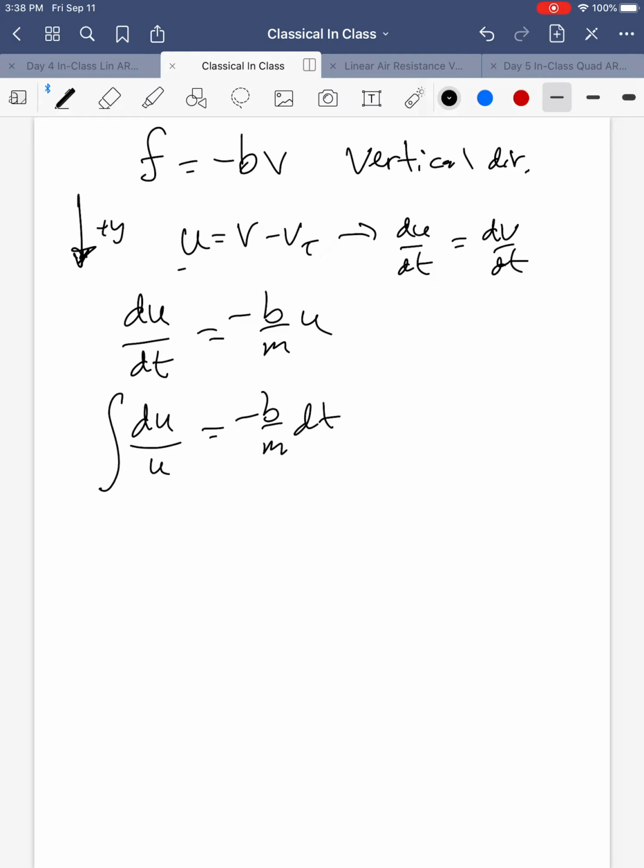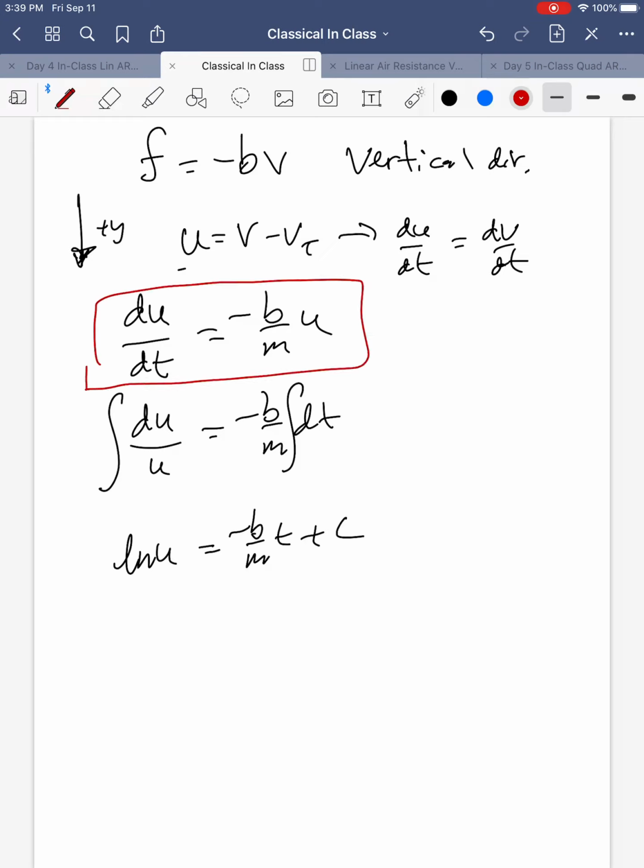And so now I can integrate that. And we know that over here we're going to get the log of u, and over here we're going to get minus b over m times t plus some constant. And then I exponentiate, and I should have pointed this out: the point of all this is that having used that u substitution, we now have an equation that looks just like the equation we used to solve the horizontal direction case. So really, from here on out, we're using exactly the same steps as we did earlier. So we should start to recognize them.